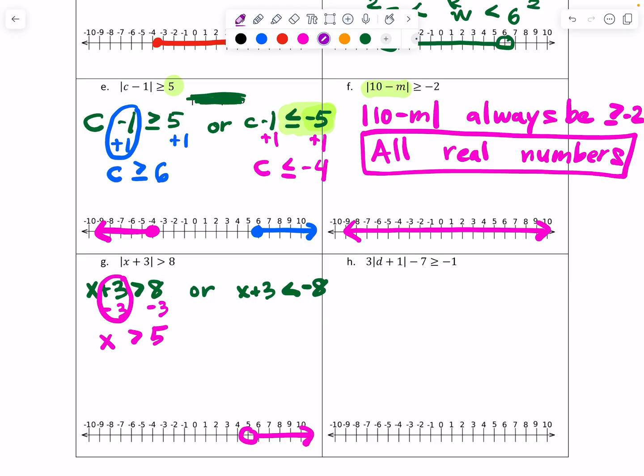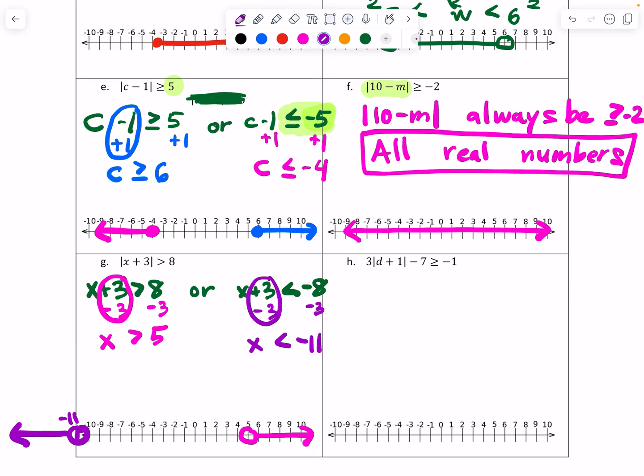X plus 3 is less than negative 8, so I'll subtract 3 from both sides so that this adds to 0, and I'm left with x is less than negative 11. So here would be negative 11. Circle it, and everything to the left.